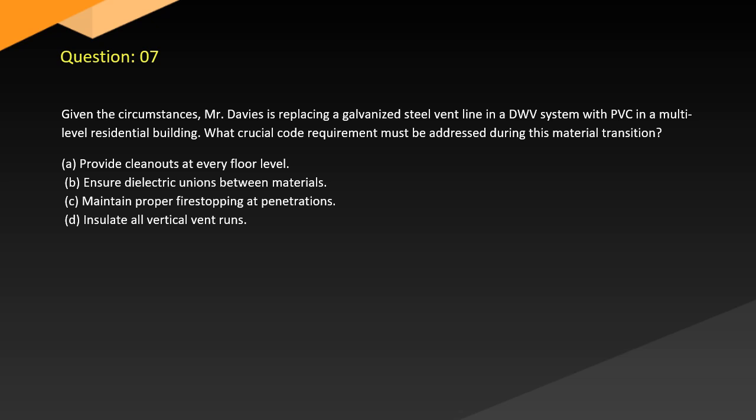Question 7. Given the circumstances, Mr. Davies is replacing a galvanized steel vent line in a multi-level residential building. What crucial code requirement must be addressed during this material transition? A. Provide cleanouts at every floor level. B. Ensure dielectric unions between materials. C. Maintain proper fire stopping at penetrations. D. Insulate all vertical vent runs.